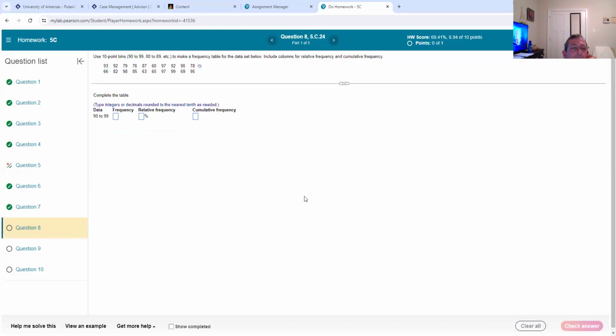All right, y'all, let's see what's next. Now look at this, they gave us some data here. They're saying use 10-point bins. What that means is the range of numbers is going to differ by 10 points per category. So look at my first category. It says the data 90 to 99. So my first bin is basically doing the 90s. So I need to see how many of my data fall in between 90 and 99.